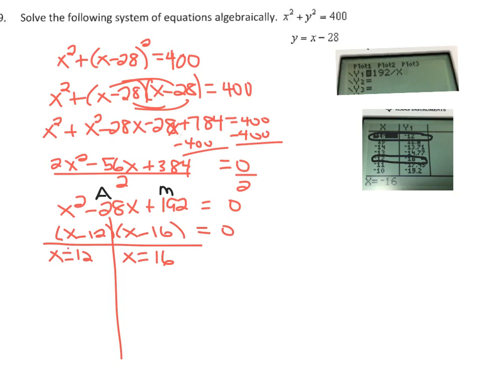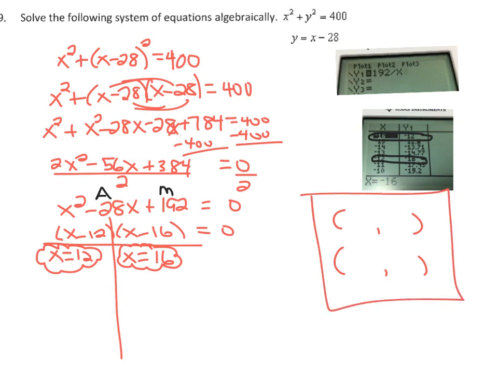Now, these are just the x values of the points of intersection, right? When you have a system of equations with x and y's, what you want to do is write your final answers as coordinates. So you want x comma y. So now we know that the x values for our answers are going to be 12 and 16. So let's find the y values that go along with them.